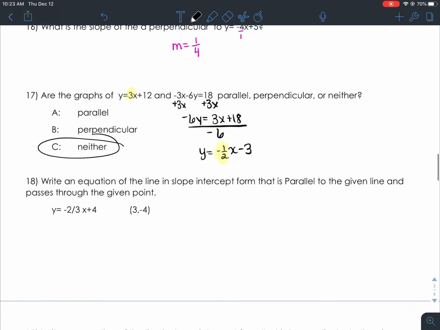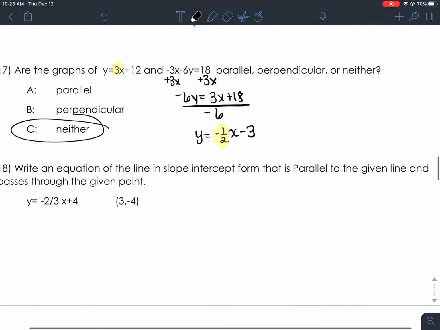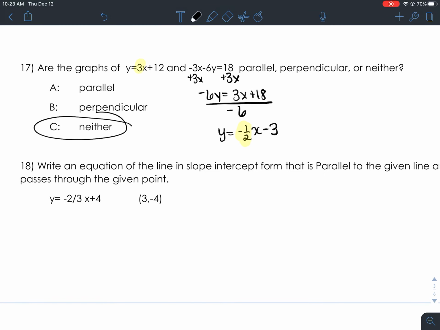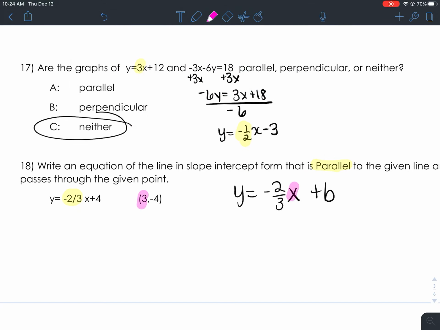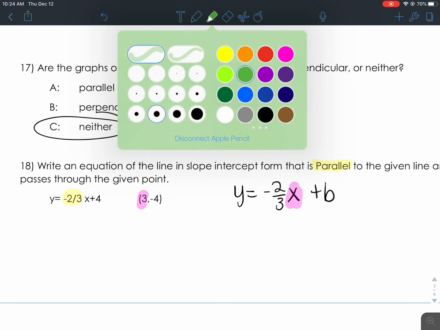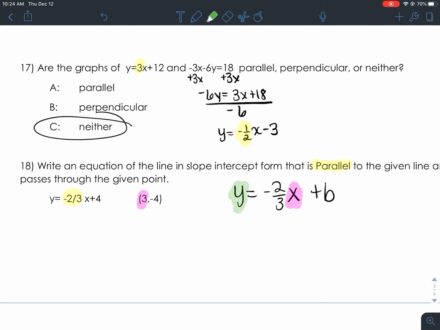Write the equation of a line that is parallel to the given line and passes through the given point. So if they're parallel, that means the slopes are going to be the same. So it's still going to be y equals -2/3 x, but we don't know what the b is, so we'll leave that blank. Then we go ahead and substitute in the point that they give us. So that's going to be -4.